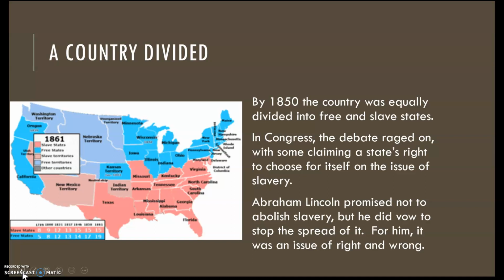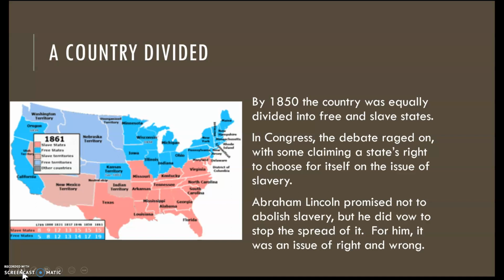So they can then pass laws that favor other slave states. So it was a big issue as new states were starting to come into the Union. What are they going to be? Are they going to be slave states or free states? And that can entirely change the government, the Congress.